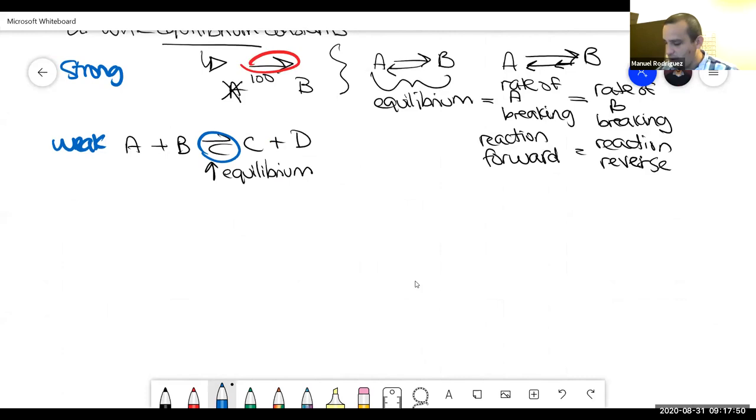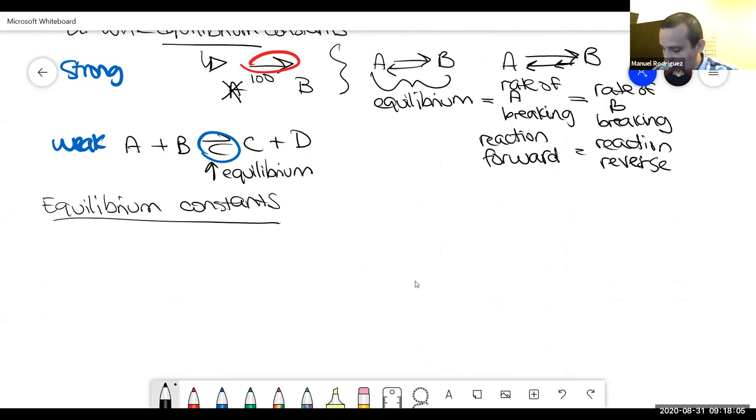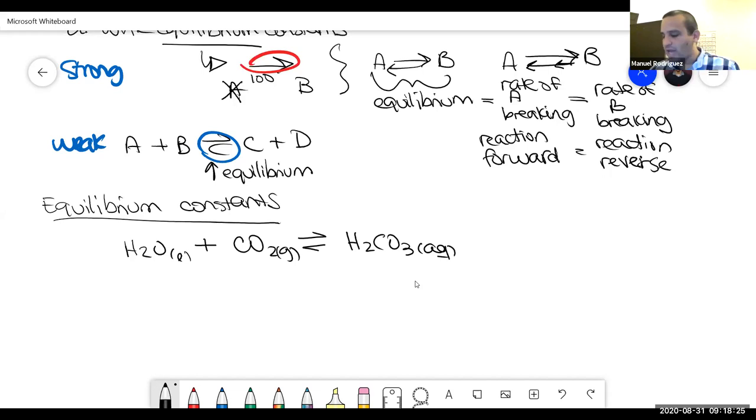Anyways, the first thing we want to talk about is equilibrium constants. Let's pick a random reaction: H2O, a liquid, plus CO2, a gas, goes to equilibrium and forms carbonic acid. Good? We know this reaction is at equilibrium, which means that if you have CO2 and water, it will form carbonic acid, but the reaction won't happen 100%. At some point, when you have too much carbonic acid, it will start breaking down back to form more water and CO2. You reach that equilibrium stage.